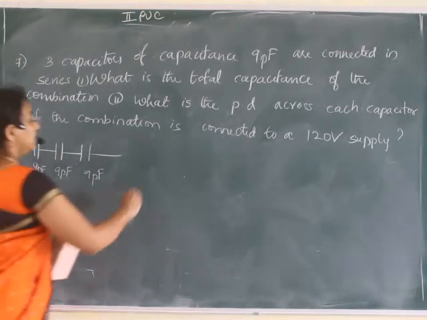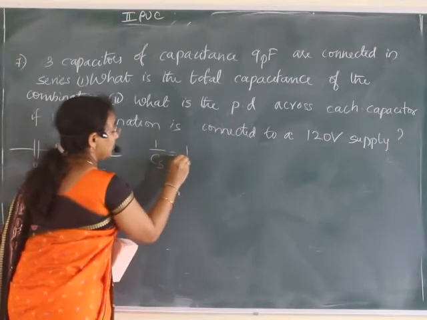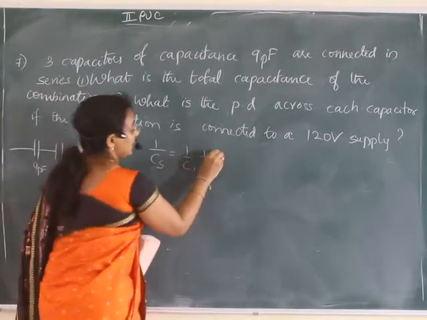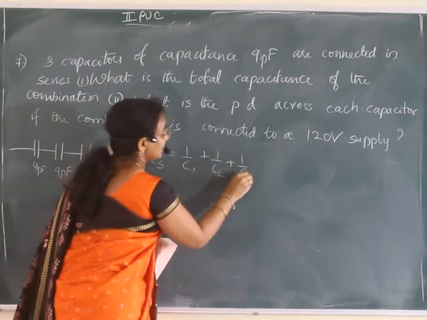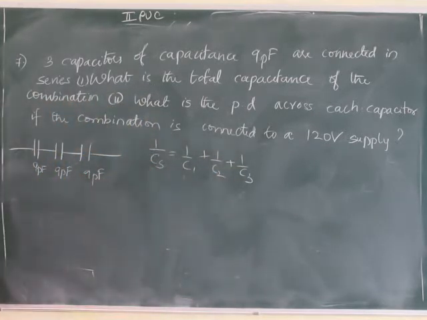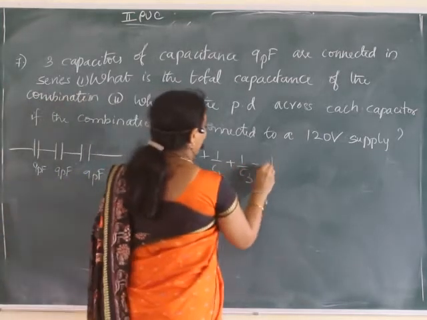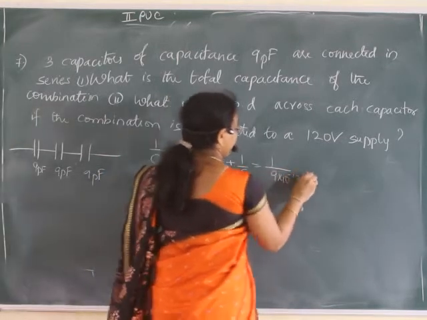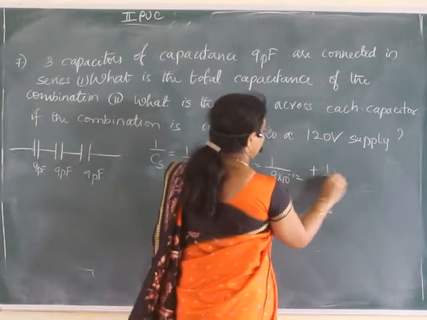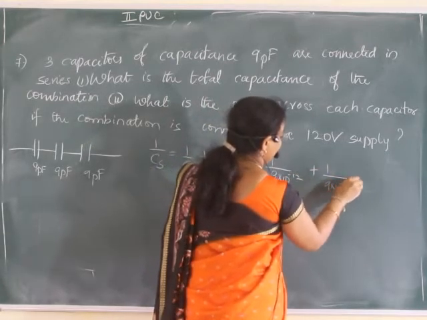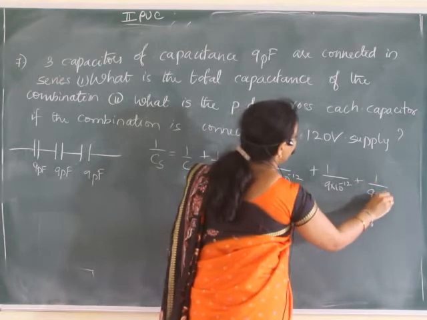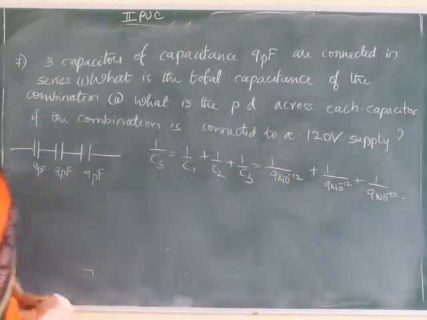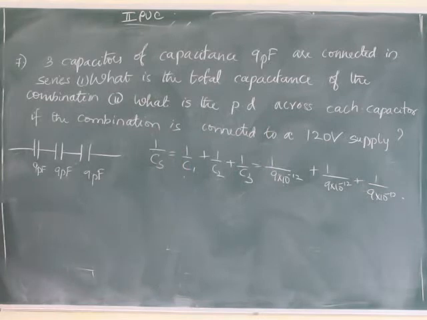How to calculate? 1 by Cs is equal to 1 by C1 plus 1 by C2 plus 1 by C3. Correct? This is the formula to calculate the total capacitance. Substitute and calculate: 1 by 9 into 10 to the power minus 12 plus 1 by 9 into 10 to the power minus 12 plus 1 by 9 into 10 to the power minus 12. Try to solve. Is it very difficult?